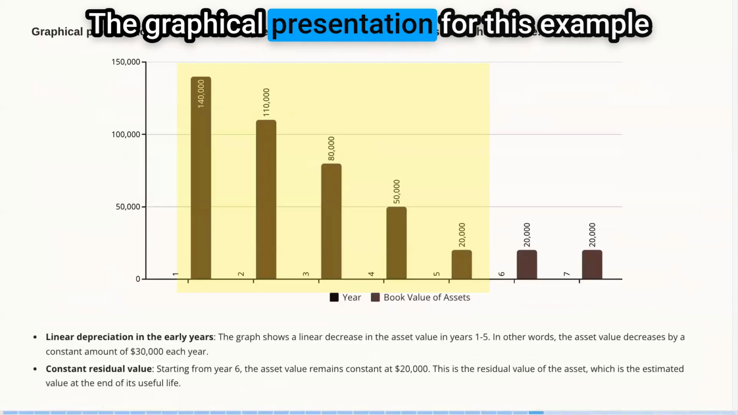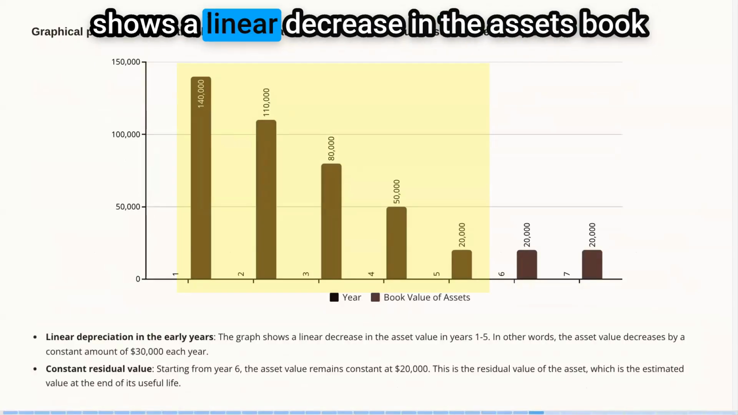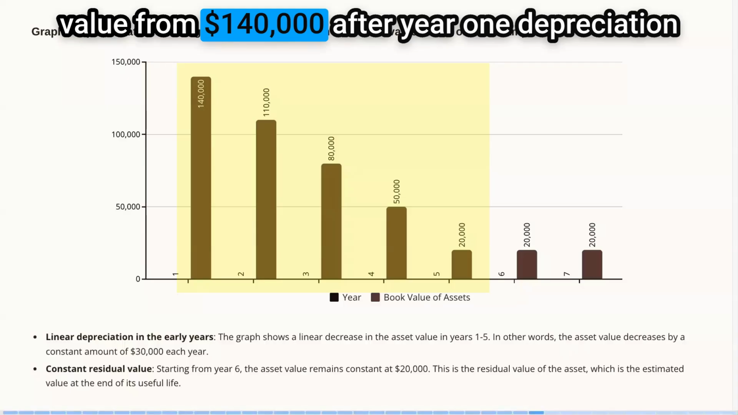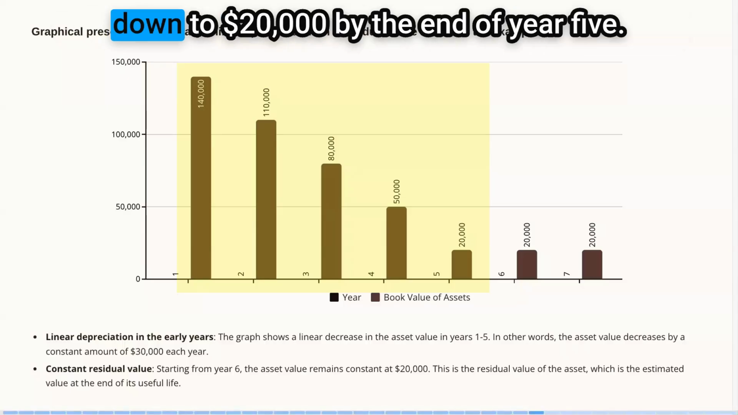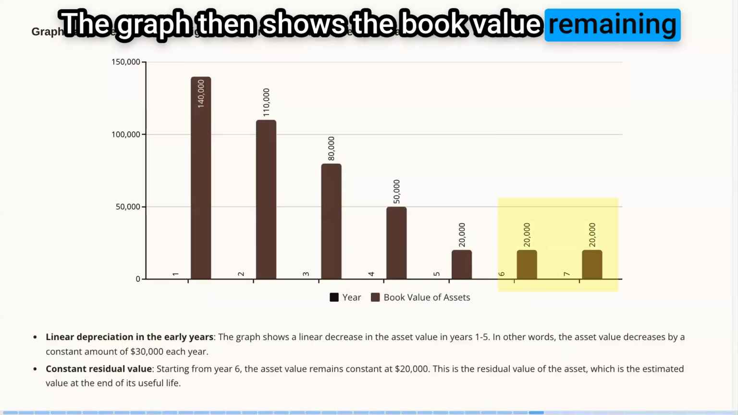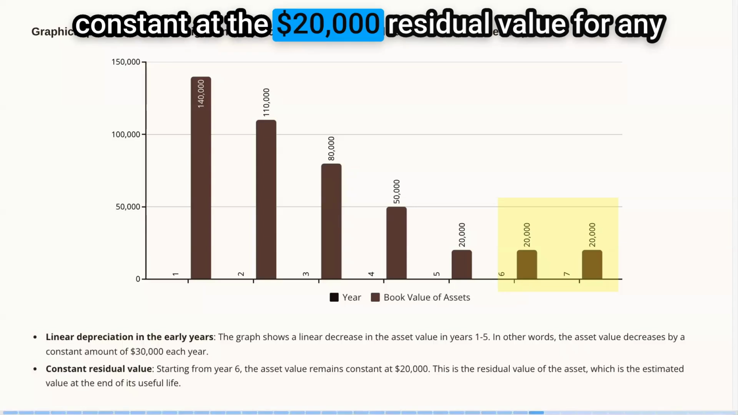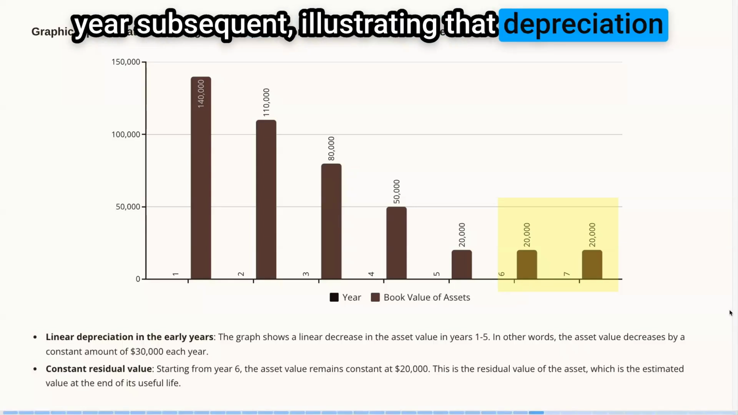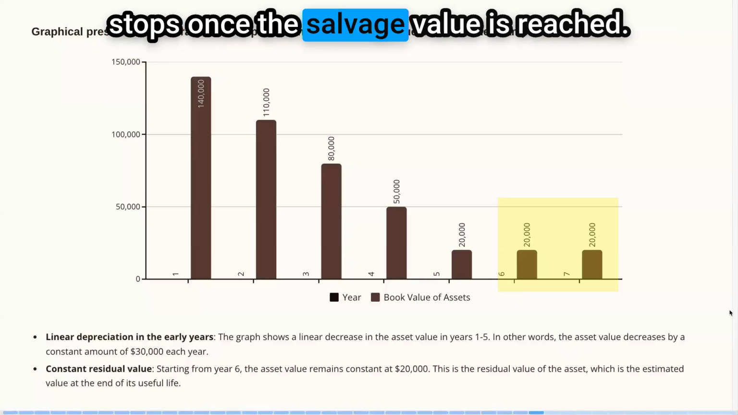The graphical presentation for this example shows a linear decrease in the asset's book value from $140,000 after year 1 depreciation down to $20,000 by the end of year 5. The graph then shows the book value remaining constant at the $20,000 residual value for any year subsequent, illustrating that depreciation stops once the salvage value is reached.